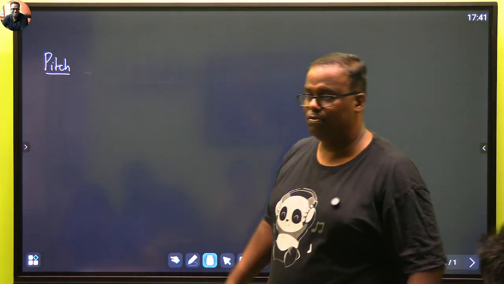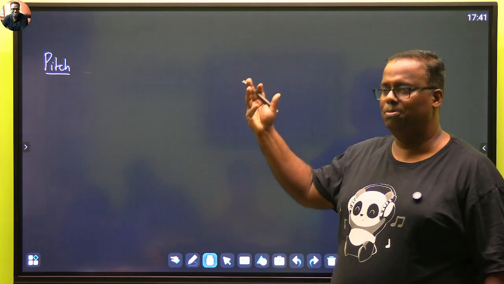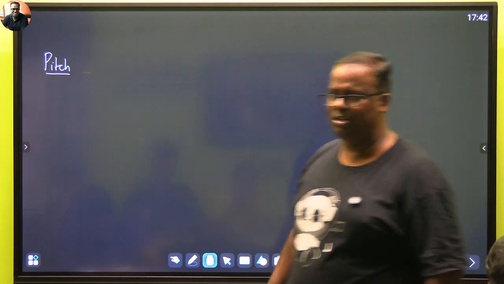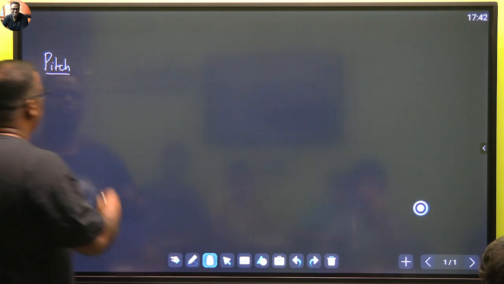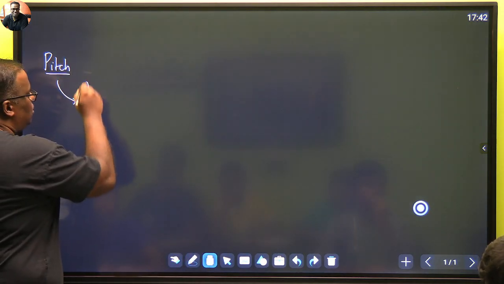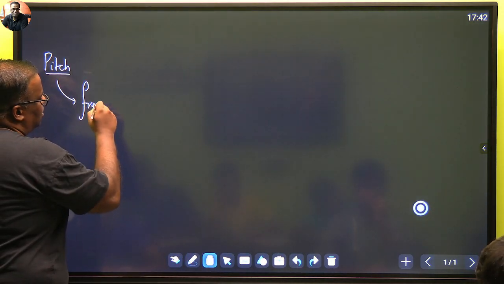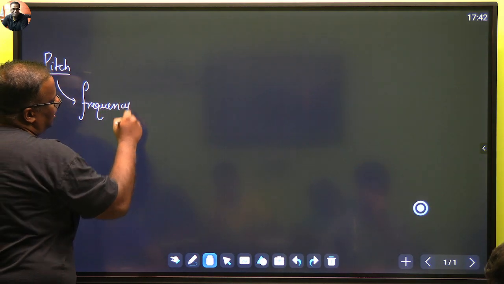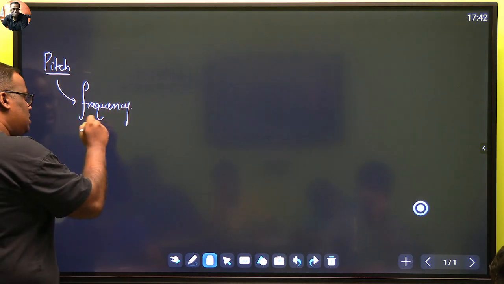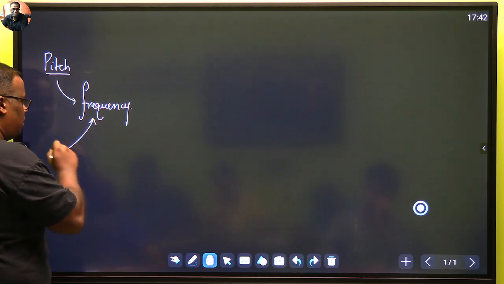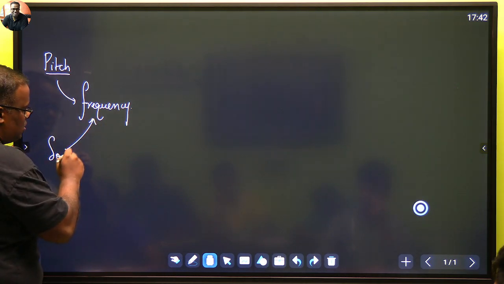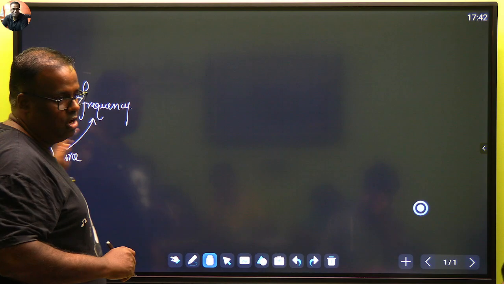श्रिलनेस is a subjective term, फीलिंग। Pitch is a measurable thing, हम पिच को मेजर कर सकते हैं, ठीक है ना। Pitch can be measured. So pitch of a sound depends upon the frequency of a sound. फ्रीक्वेंसी के ऊपर डिपेंड करता है, और फ्रीक्वेंसी हमेशा डिपेंड करता है किसके ऊपर? सोर्स के ऊपर। फ्रीक्वेंसी और किसी चीज पे डिपेंड नहीं करता.